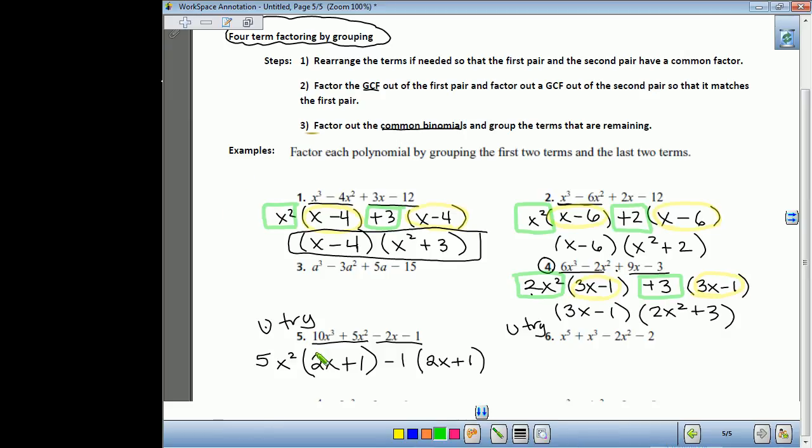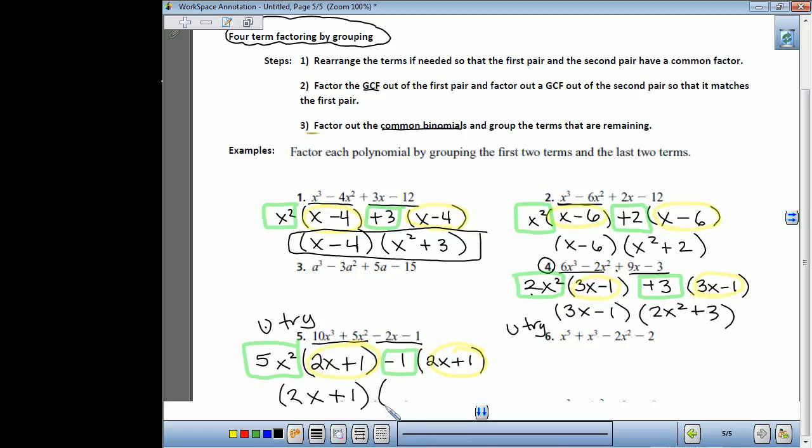So what we're going to do is pull out what they have in common. Well, that first one has that in common with the second one. So you pull that out in front. So 2x plus 1. And then you group what's left. We're going to group this with this. We're going to group what's left: 5x squared minus 1.